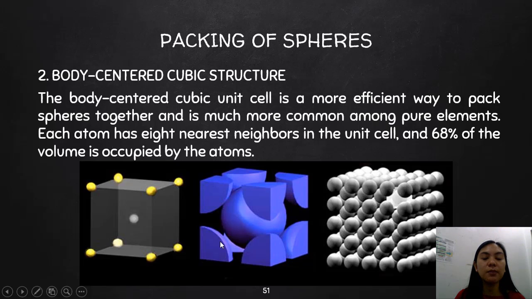So kumbaga, nakita na natin ganyan yung itsura niya. But when a BCC is stuck together, ganito yung itsura niya. Imagine nyo yun yung center atom, diba? Tapos may naka-attach na 1, 2, 3, 4, 5, 6, 7, 8. Nandun sa likod. Diba parang ganito siya? 1, 2, 3, 4, 5, 6, 7, 8. So, sa isang atom na nasa gitna, merong 8 atoms na naka-attach sa kanya. And the volume sa loob is around 68%. So, mas efficient siya in terms of sa pagkakapack ng mga atoms.